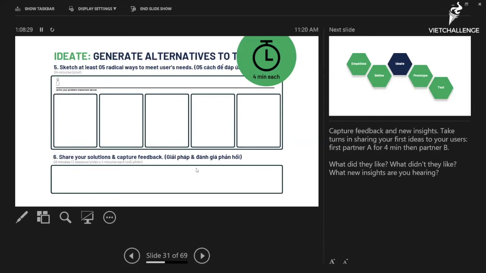Don't forget to write notes, guys. Don't forget to write notes in the section. So write notes.